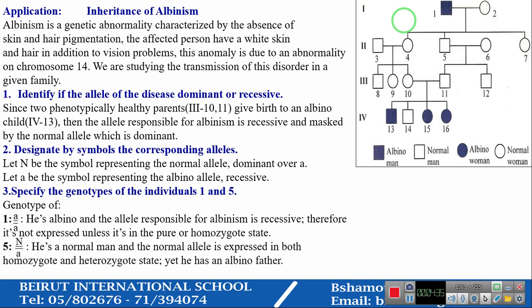Second, individual 5, it's Na. Since individual 5 is healthy, then he must have the normal allele capital N. But since his father is diseased, having the genotype small a small a, he must inherit this allele from his father. So the alleles N and a represent his genotype.